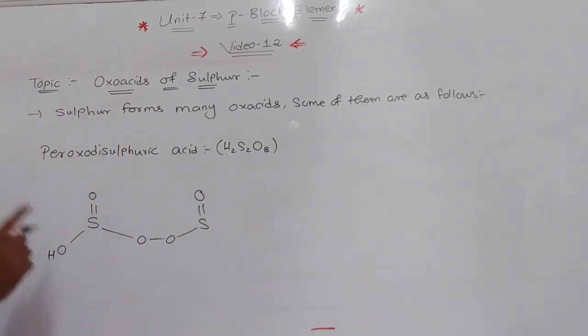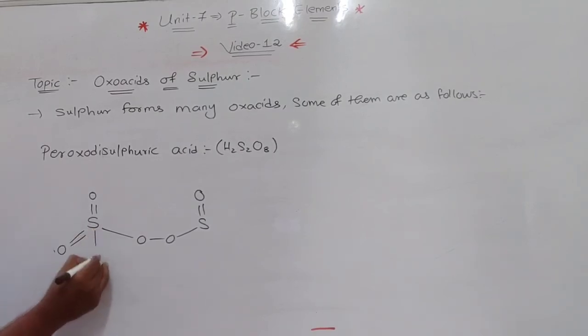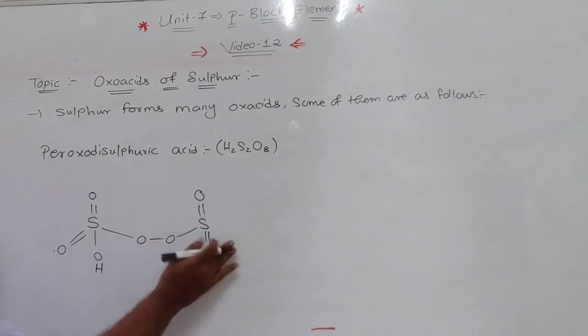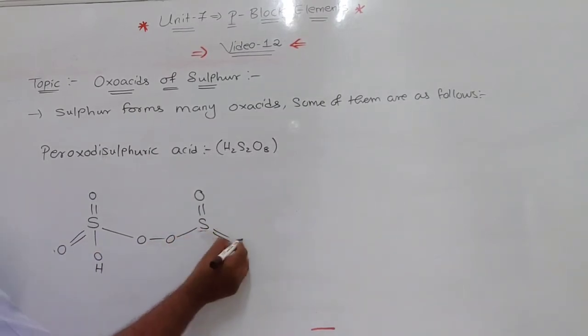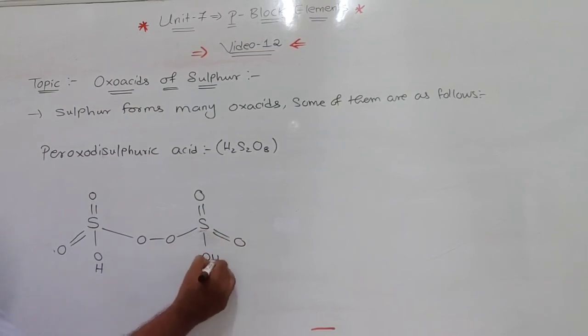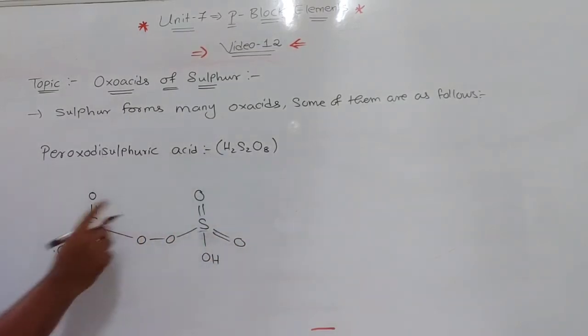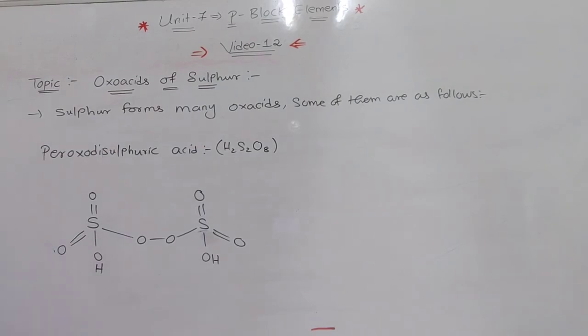So oxygen, if you see, total 8 are there. Understood? So here, double bond O and here OH will be there, right? Same way here, double bond O and OH. Now if you count, H2, oxygen 8 and sulfur 2. So this is peroxodisulfuric acid. Understood this part?